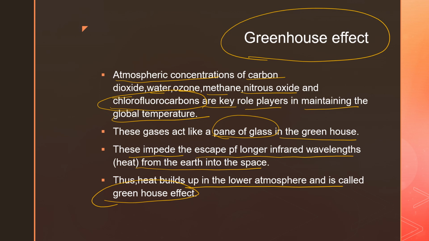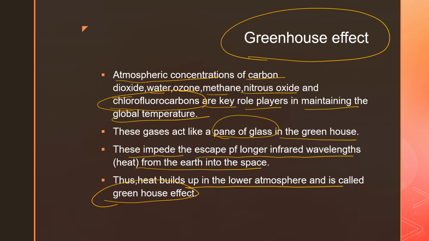So they are not allowing the heat to escape from the earth to the space. So it is building up heat in the lower atmosphere, and this heat building in the lower atmosphere is called the greenhouse effect. In the greenhouse effect, gases such as carbon dioxide and methane are produced when? By the burning of fossil fuel, agriculture, deforestation, which trap heat radiated from the earth and lead to an increase in earth's temperature.